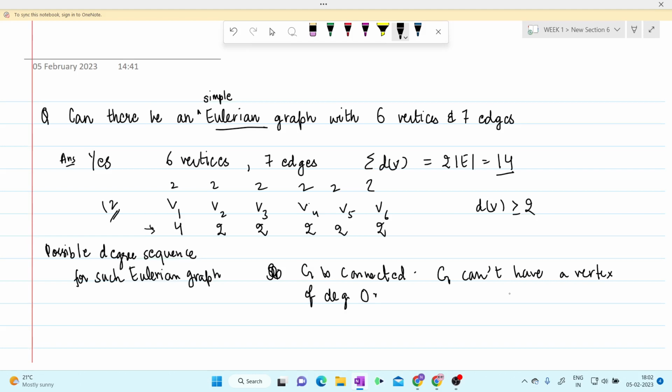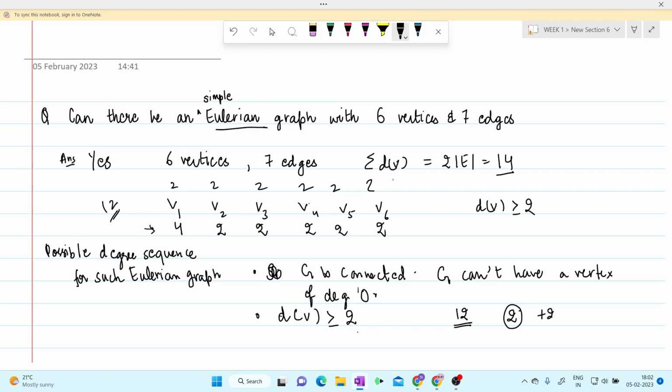Yes. Now G cannot have a vertex of degree 0, but this is a simple Eulerian graph. So that means the degree of each vertex should be at least 2, because it cannot be 0 and it cannot be 1. So at least it should be 2 or some other even number. Now if I give degree 2 to each vertex and sum it up, it will come out to be 12. But the total degree sum is 14.